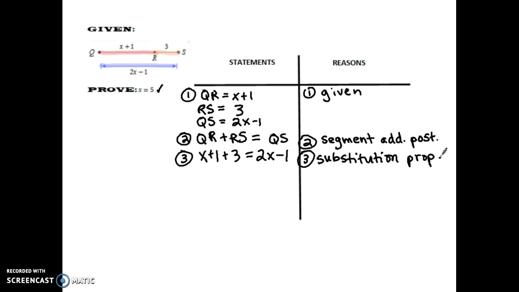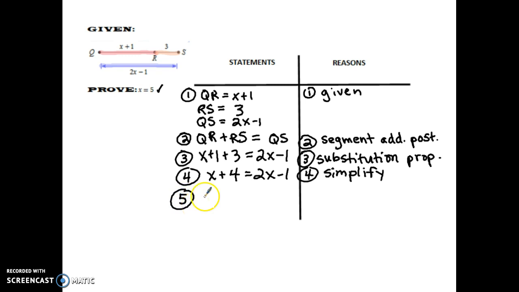Algebra from here. I have to combine my like terms. So I should have x plus 4 equals 2x minus 1. There's no property name for that. We just say it's a simplify. I'm going to then subtract 2x from both sides. So 1x minus 2x gives me that negative 1x.